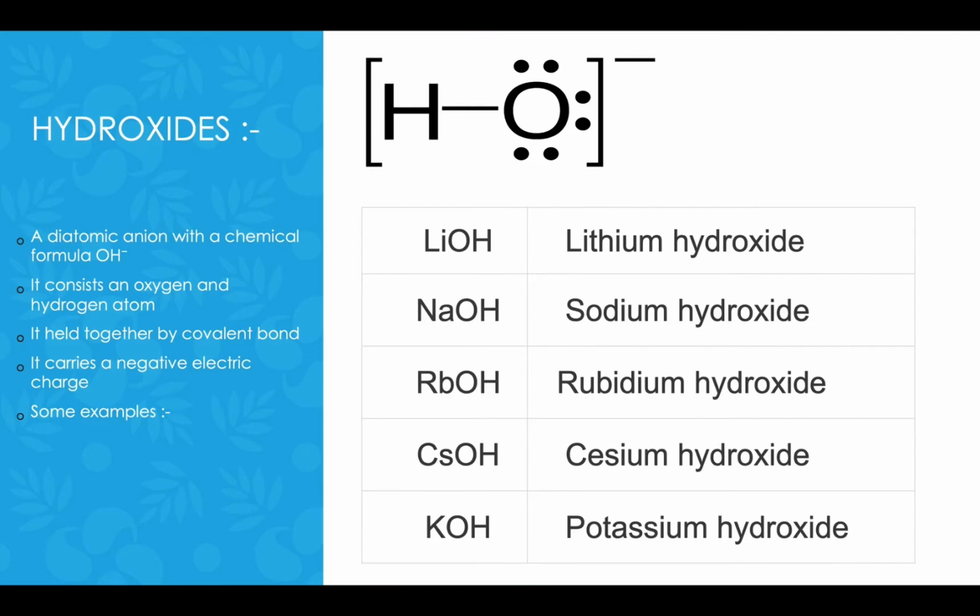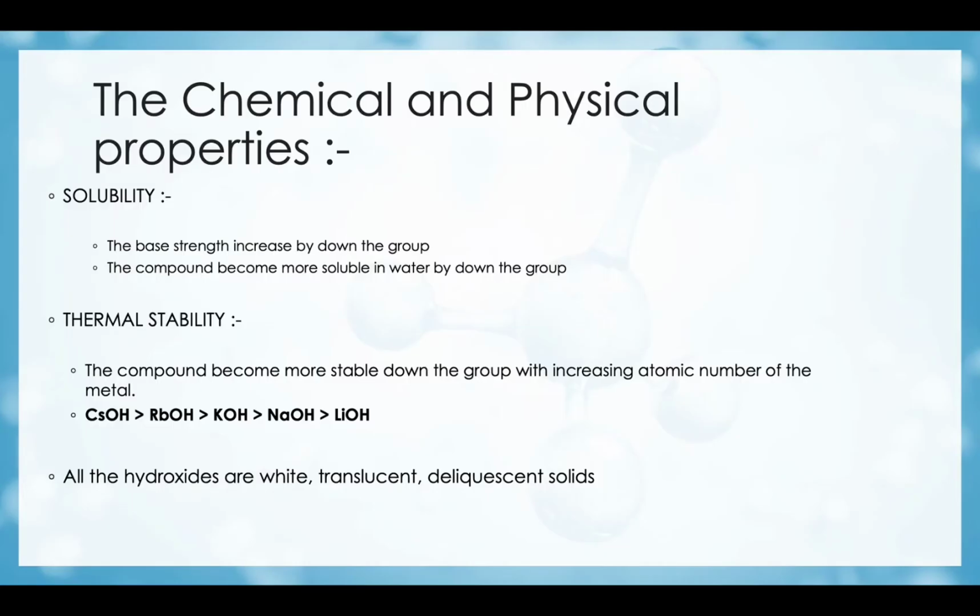These are some examples of reactions between group 1 and hydroxides, which are lithium hydroxide, sodium hydroxide, rubidium hydroxide, calcium hydroxide and potassium hydroxide. Next, we go to the chemical and physical properties. The solubility: the base strength increases down the group, which causes the compound to become more soluble in water down the group. It is because their first ionization energies are all low. The metals become more reactive and form metal ions increasingly readily down the group.